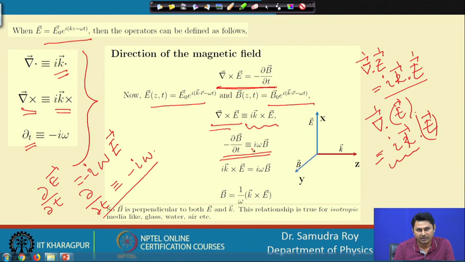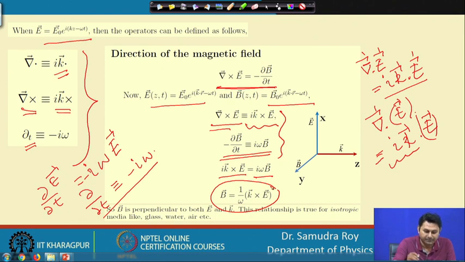If that is the case, then combining these two, we have another equation: i k cross E is equal to i omega B. If I remove this i term and rearrange, then B is related to k and electric field E in this equation. This is the final expression of B, where we have the value of B as well as the direction of B. So, the direction of B is very important.